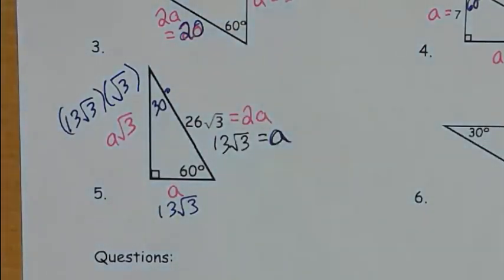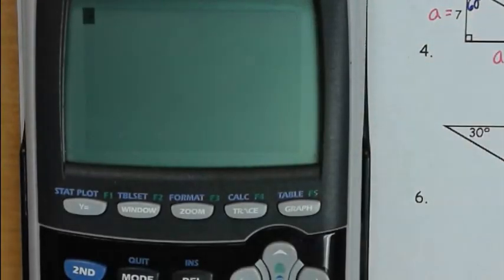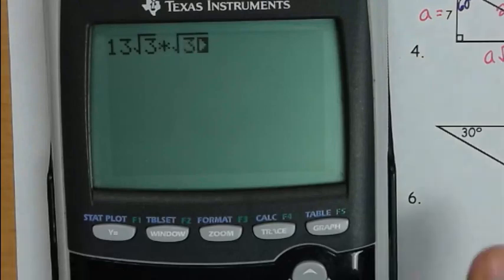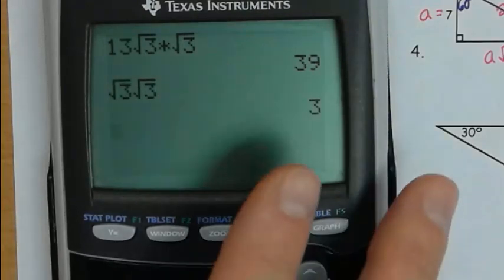So you could do that on your calculator. So let's show that first. If I was doing 13 times the square root of 3, and I'm going to multiply that by another square root of 3, it equals 39. That's because the square root of 3 times itself equals 3. That cancels out. When you're squaring a square root, or multiplying it by itself, the root disappears.